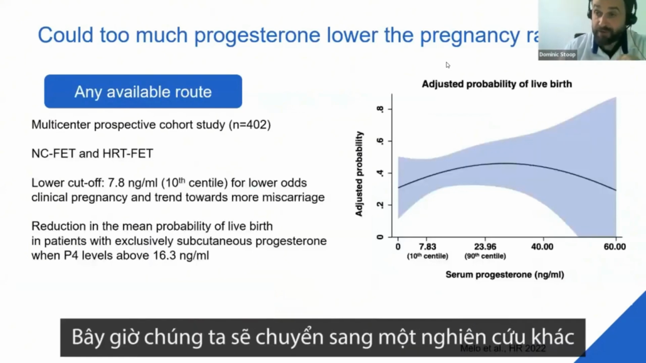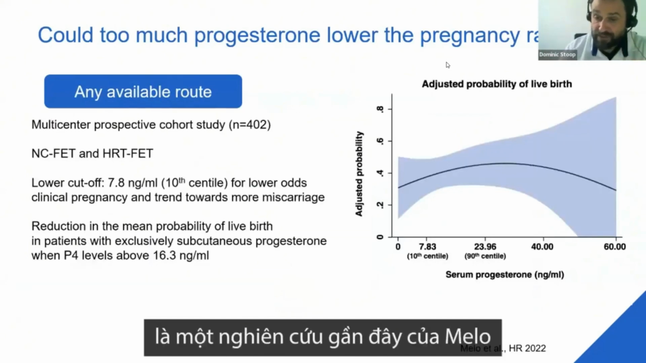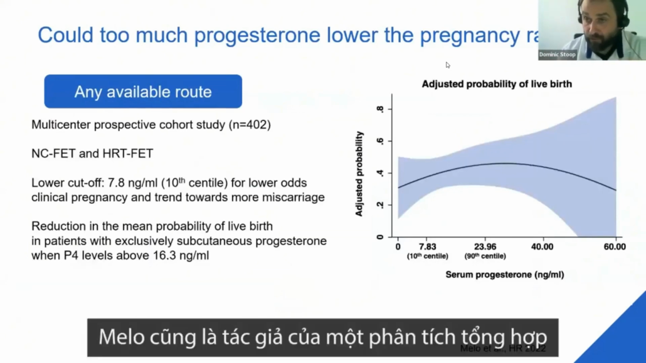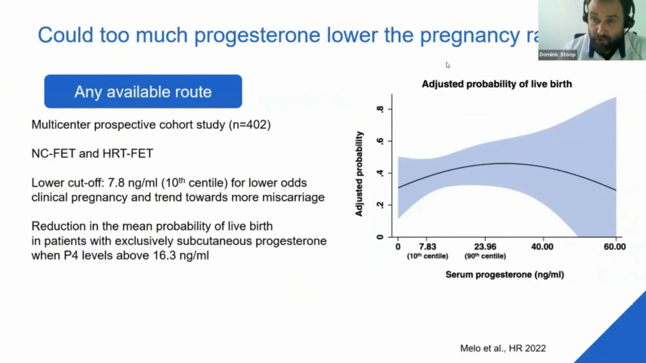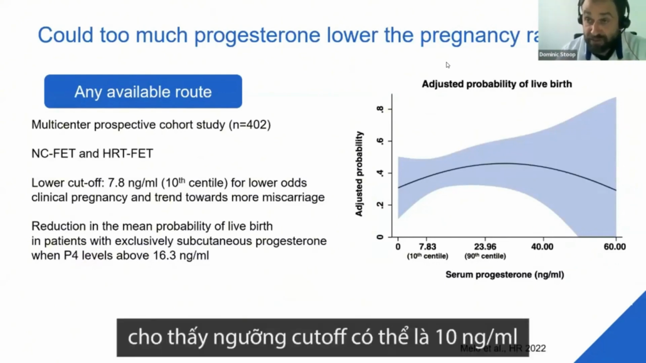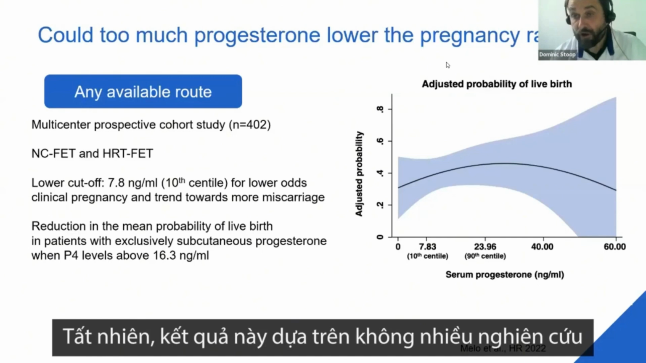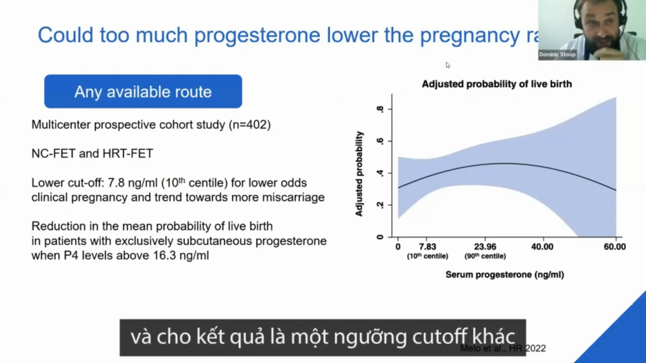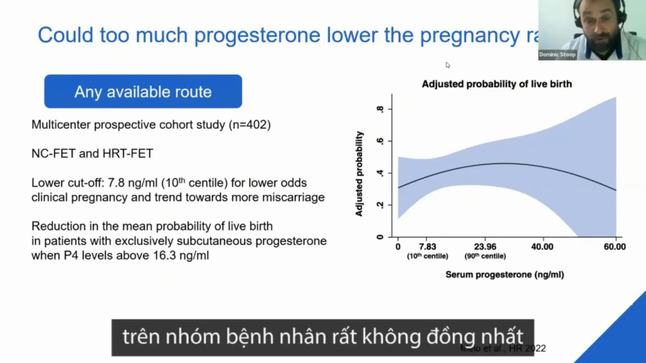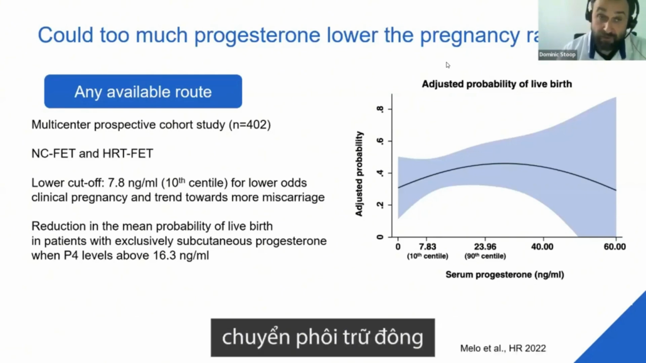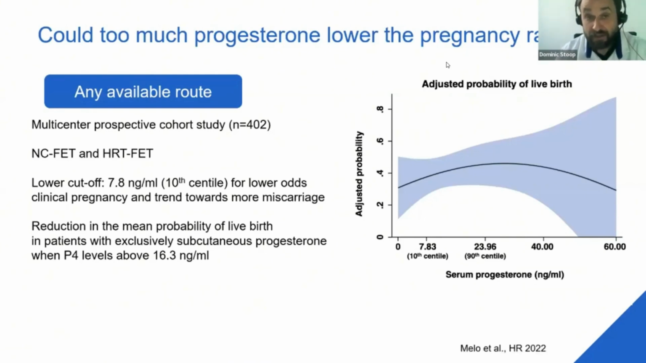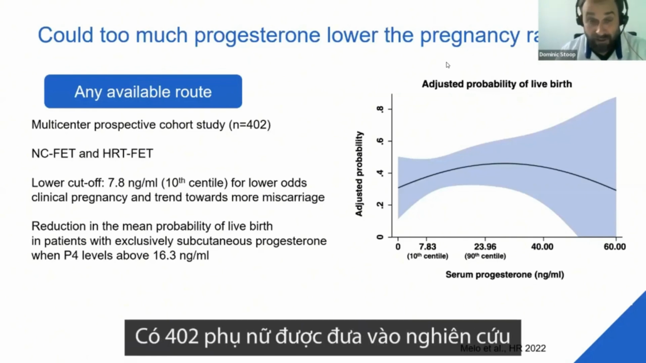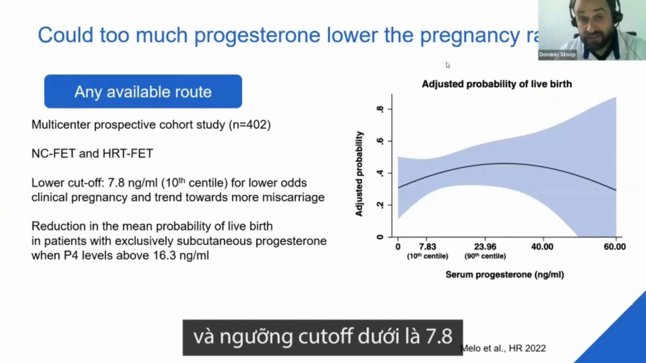Now, going to another study, which is quite interesting, a very recent one from Milo. Milo also wrote a meta-analysis showing that 10 nanogram per ml could be the cutoff. Of course, it was based on not that many trials, but another trial, which he performed later, came up with a different cutoff. It was a study with a very heterogeneous group of patients: natural cycles, frozen embryo transfer patients with HRT. 402 women were included in the study, and the lower cutoff was 7.8.